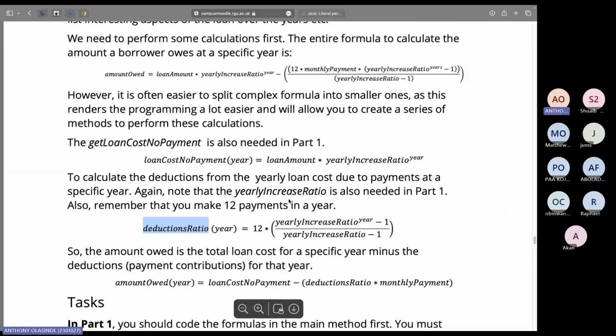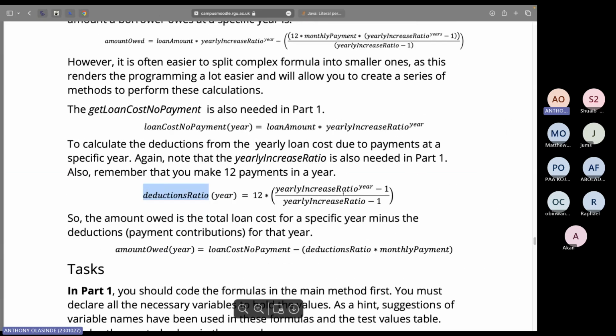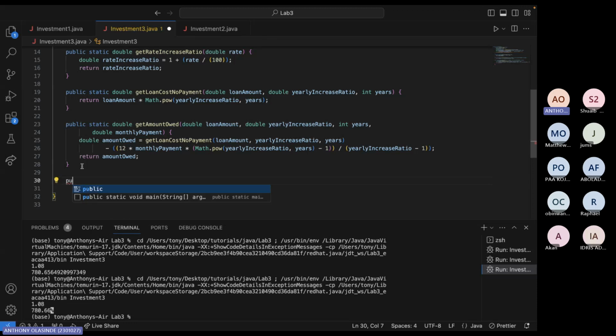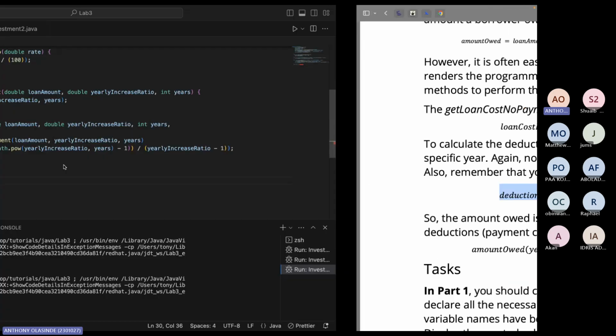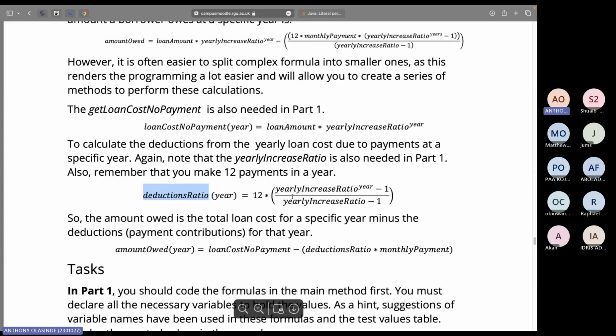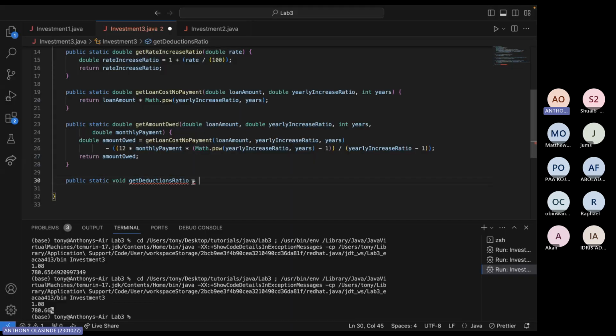So I think at some point too, they want to use this deduction rate. So they're taking it out. So we can just say, create another method for deduction rate. Public static void get deduction ratio, get deductions ratio equals is looking for just yearly increase ratio and year. So there is no equals plus.